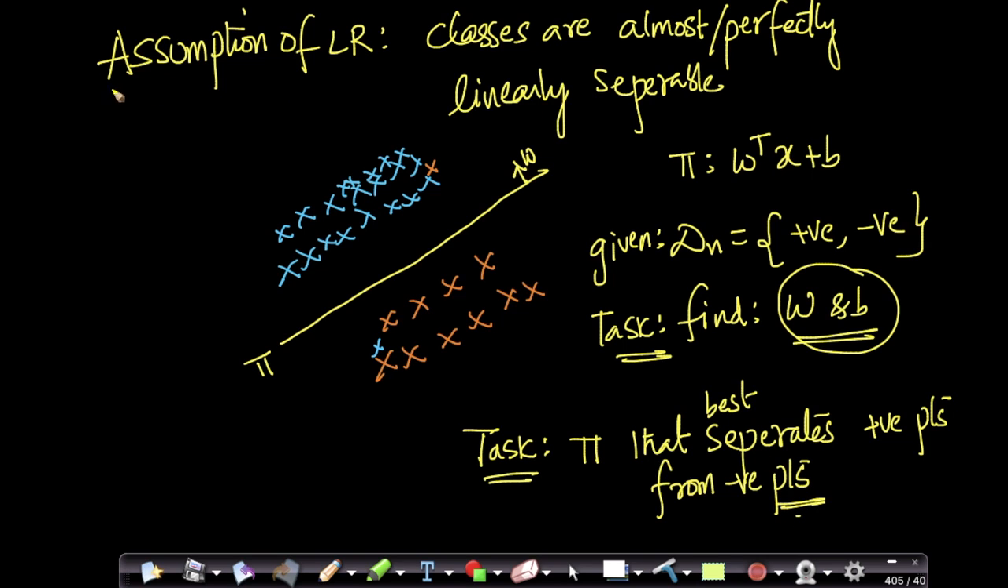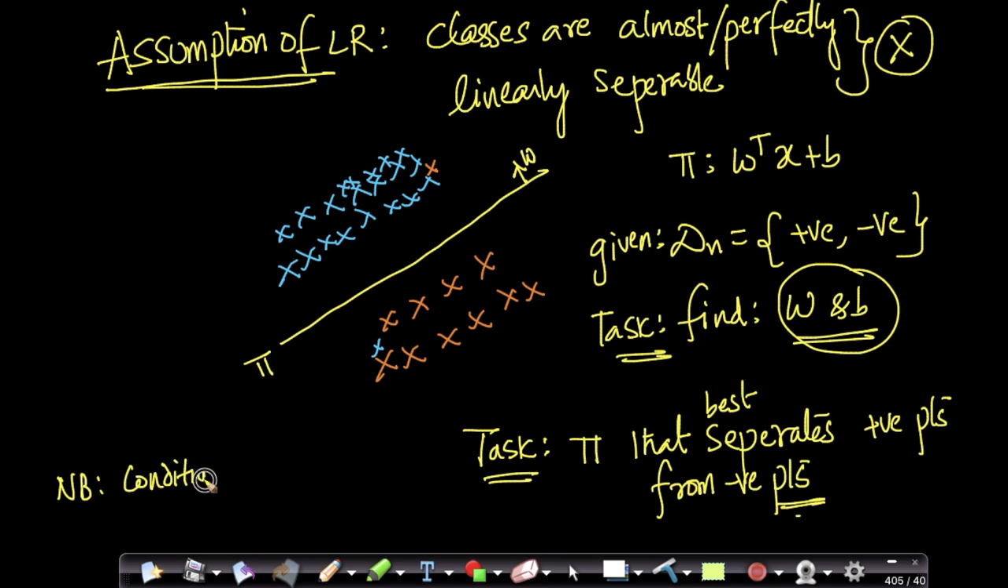And this is the assumption that logistic regression is making, that your data is almost or perfectly linearly separable. If it is not, logistic regression cannot be applied. Okay, this is the fundamental assumption. Remember, what was the assumption in your naive Bayes? Your assumption in naive Bayes was conditional independence of features, right? So every model makes some assumptions.